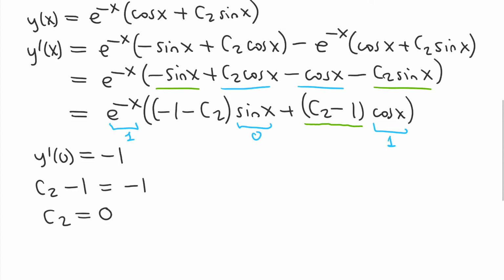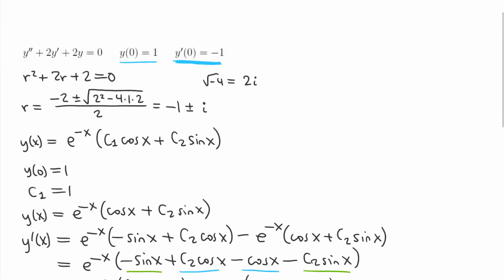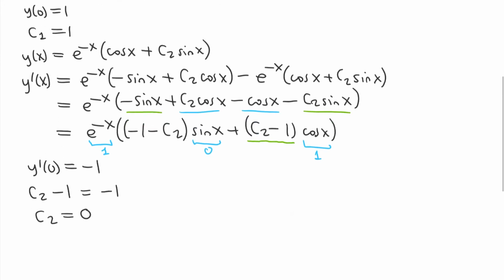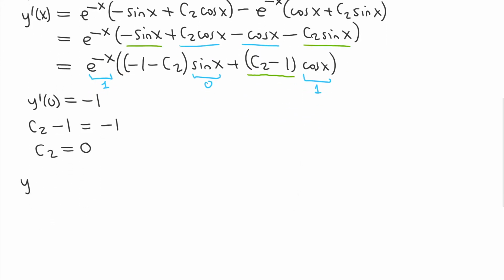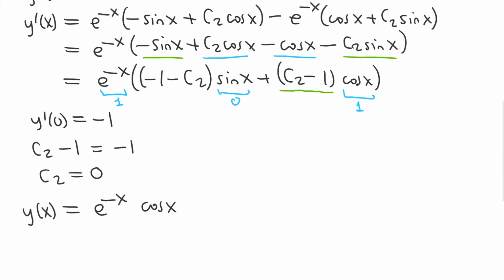Okay, so that means that if c2 is 0, then the second term actually isn't part of this solution. So now let's put it together, right? We found both of our constants. Let's put it together for the final answer. y of x is e to the negative x times 1 times cosine x plus 0 times sine x. So in other words, we can just simplify this and say it's e to the negative x times cosine x, and that is our final answer.